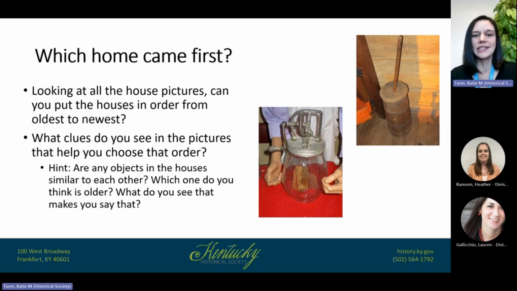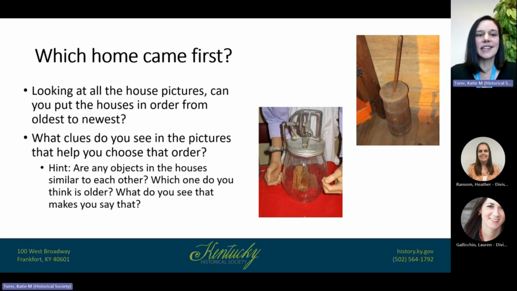One of the ways that they can do this is by looking at some of the items in the house and comparing them, seeing, like, these two butter churns, which one looks older? Why does it look older? And does that help classify how old the house might be? I'm not looking for dates at this point. It's really just putting them in order of which house came first versus more recently.